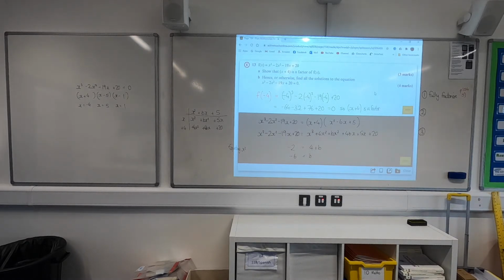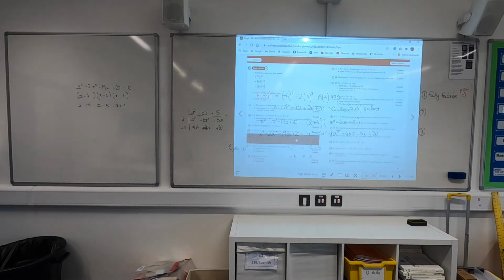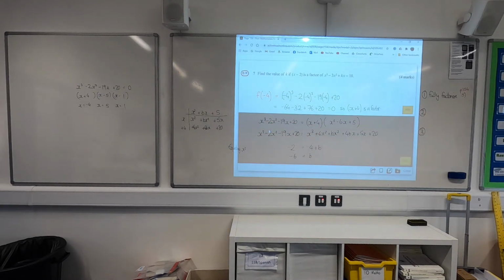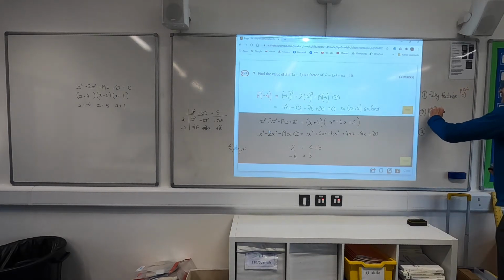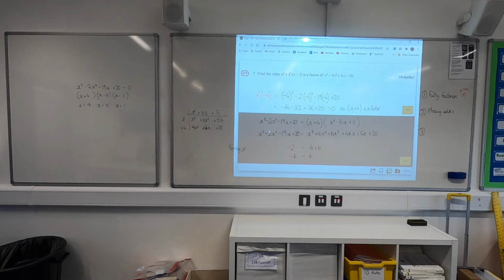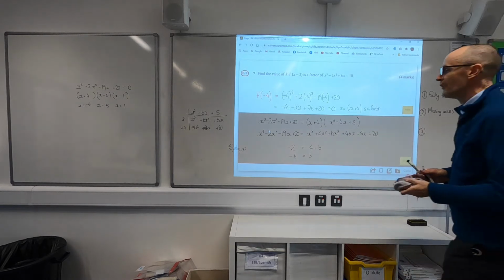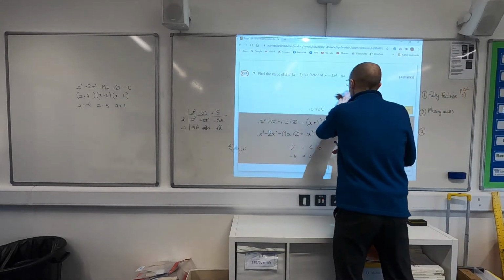So what about the other two types that I spoke about? Well, here's an example of type 2, which I am calling missing values. Missing value questions. So here we have an example of a missing value question.